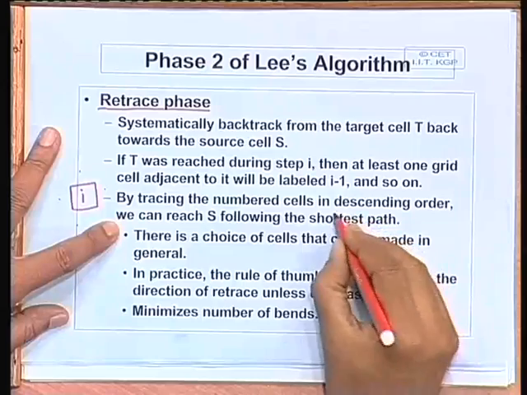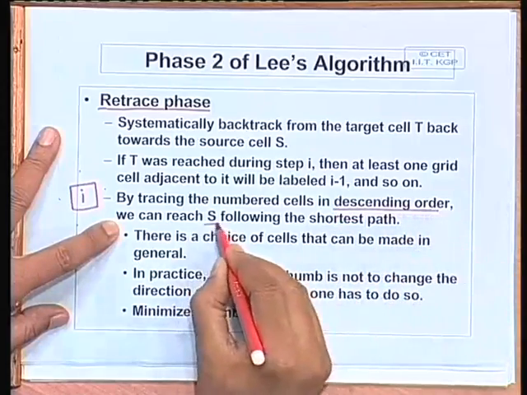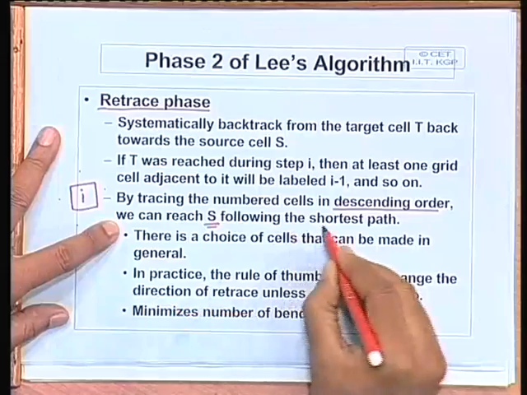Because of the way you are carrying out the labeling, given a cell with a label I, you will always find a neighbor with label I minus 1, because it was from that neighbor only that you came to this cell. You are doing some DFS in the retrace. Yes, DFS. During retrace we are doing DFS, he is right. Because during backtrack we are interested in selecting only one path, we are not interested in looking at all paths. So, by tracing these numbered cells in descending order, we can reach S, and any path you follow will be the shortest path.